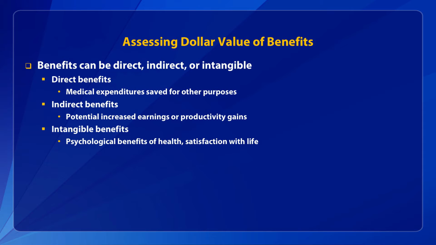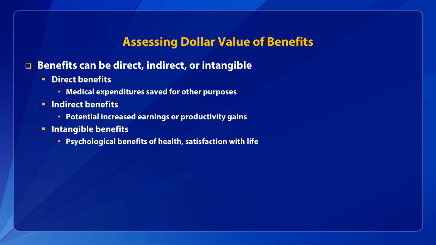Assessing program costs in a benefit-cost analysis follows the same methods discussed in the last module. Assessing program benefits in a benefit-cost analysis is a little more challenging than assessing program costs. Benefits of an intervention or program can be considered direct, indirect, or intangible. Direct benefits are those medical expenses saved because of prevention or treatment of the disease or illness. Indirect benefits are those associated with productivity gains because of prevention or treatment.